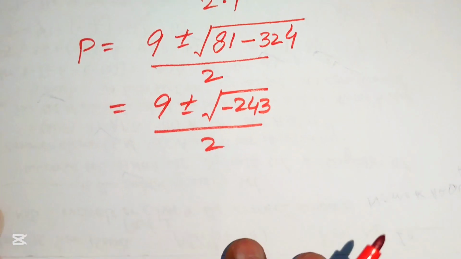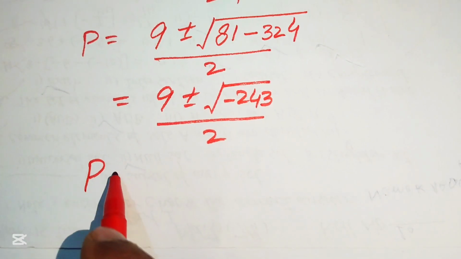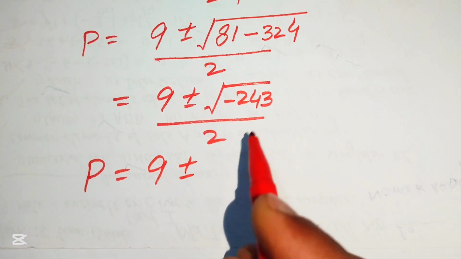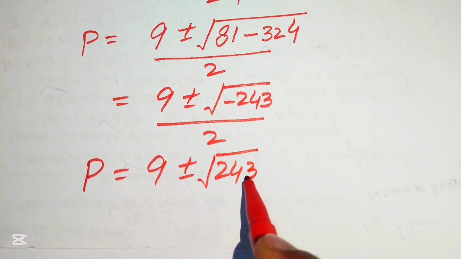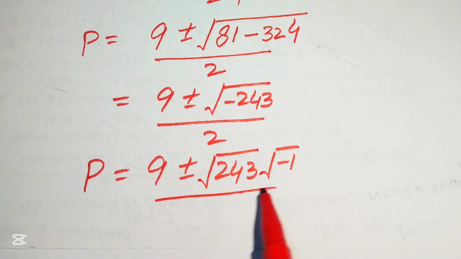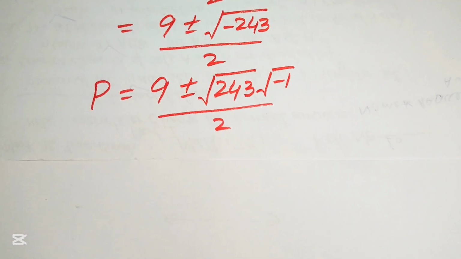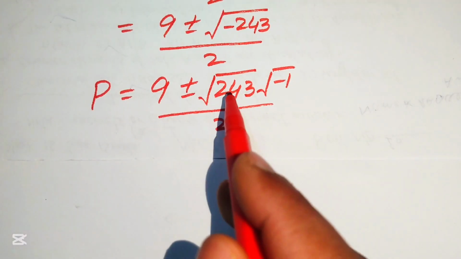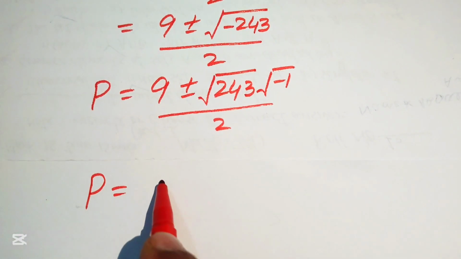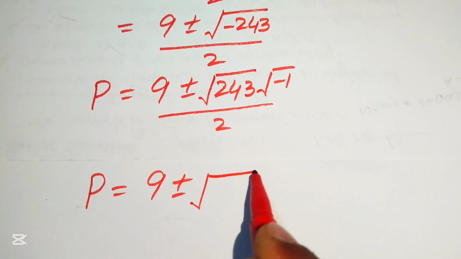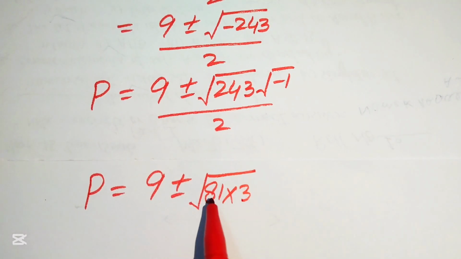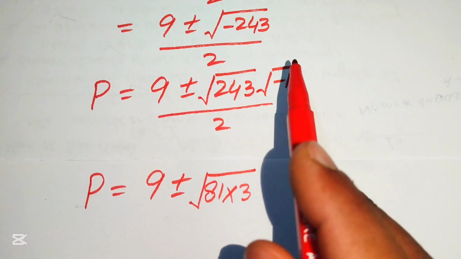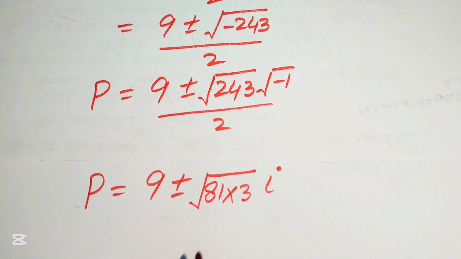After that we need to focus on this radical term, and we write it as p equals 9 plus minus. Here we need to break this term and we write it as square root of 243 and square root of minus 1, divided by 2. After this step we focus on this radical term. So we have p equals 9 plus minus. We write this 243 as 81 times 3. We know that 81 times 3 becomes 243, and we write this square root of minus 1 as iota, and here we divide it by 2.